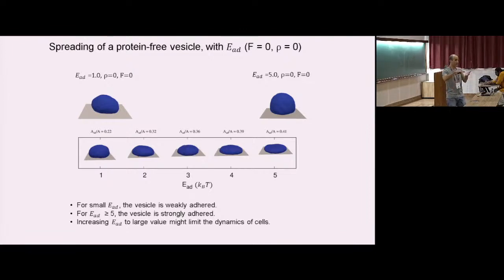You run the Monte Carlo simulation, and any node which enters this small distance from the surface gains this minus EAD energy. Any node that leaves this region loses minus EAD of energy, and that tells you the probability of accepting or rejecting that Monte Carlo move, because of the Boltzmann factor of the energy. Exactly. So this is vesicles without proteins, just to show you that we can do adhesion.